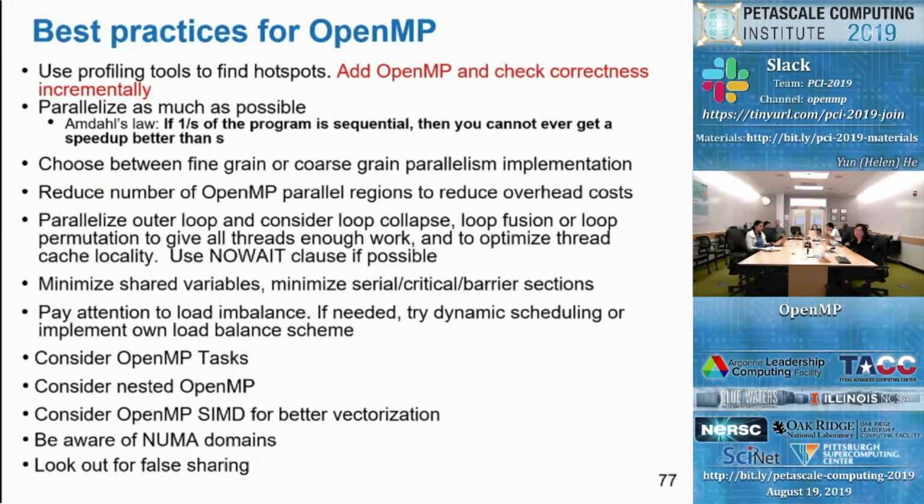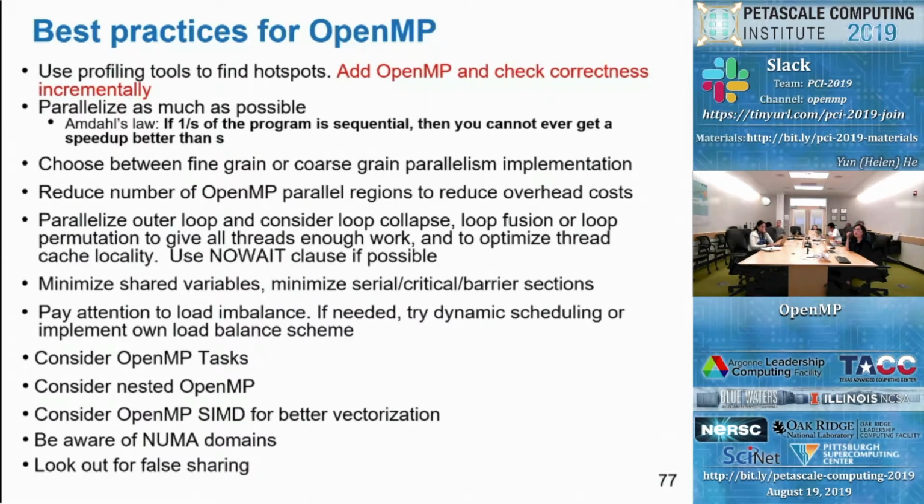I just listed a few best practices for OpenMP. Add OpenMP incrementally; don't do it all at one time. Do one loop or something and check your correctness. If you do too much, coming back to debug will be really hard. Also, try to minimize the sequential area, because if 10% of your code is sequential, however many threads or processes you use, your maximum speedup is 10x. That's Amdahl's law. And test with coarse grain parallelism.